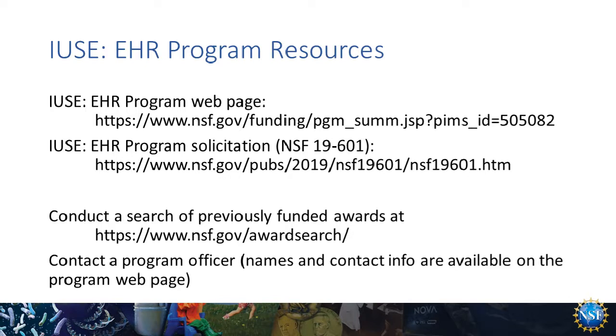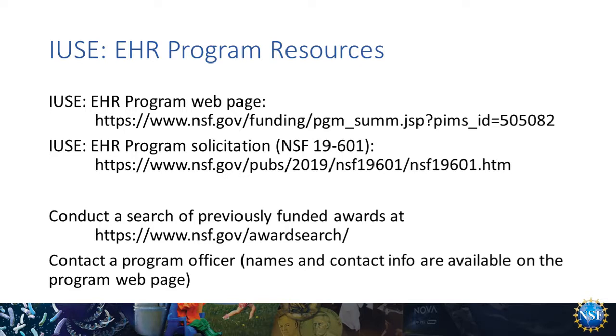You can also search through previously funded awards at our award search database. And if you have questions relating to a specific project that you are thinking about, you might be interested in contacting a program officer, whose names and contact information are available on the program webpage. There was a section on our prior webinar, focused on institutional and community transformation, that covered award search strategies and the interfaces you might use. I'd encourage you to take a look at that as well if you have questions about searching for awards.